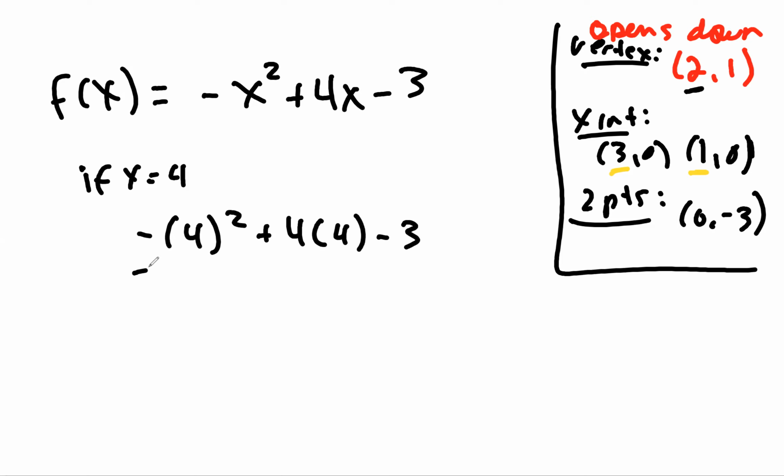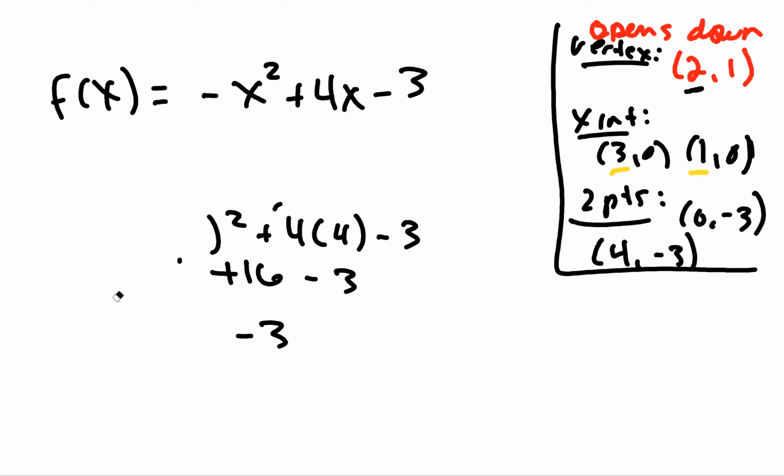Well, the opposite sign stays. 4 squared is 16. 4 times 4 is positive 16, and I still have a minus 3. The 16's cancel, leaves me with a -3. And so the second point that I get is 4, -3.